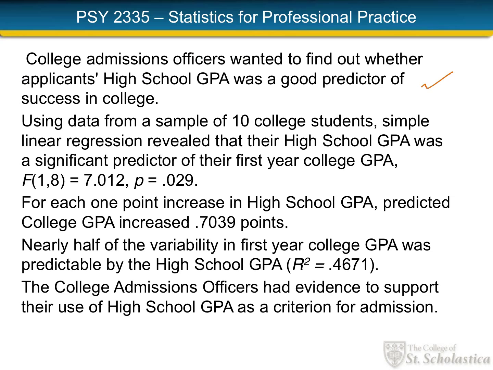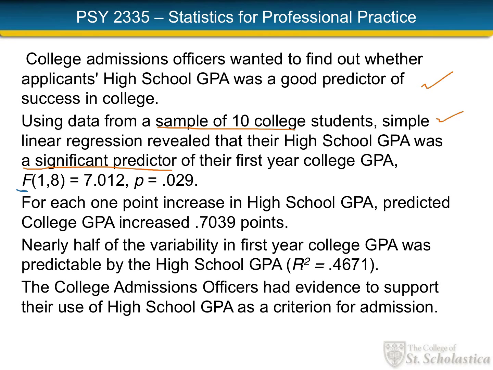My second part names where my sample comes from and a little bit about the sample size. I say that I used simple linear regression, and it revealed that the high school GPA was a significant predictor. And that phrase, a significant predictor, is the place where I convey to my reader that I did reject the null hypothesis. And then I report my F-test statistics in APA format.